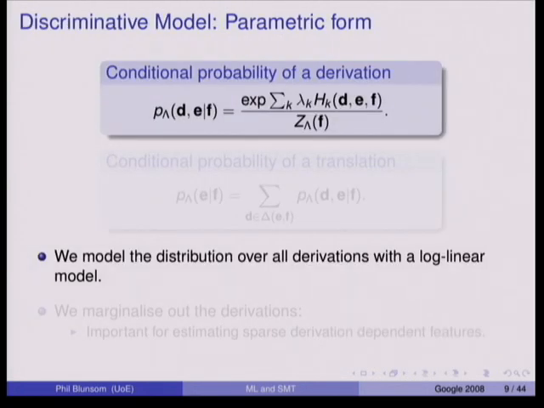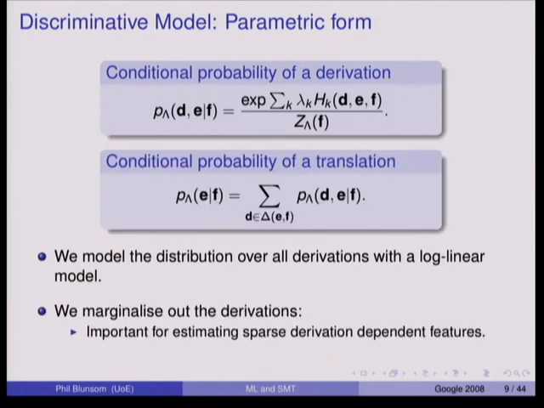Okay, so we want to model the probability of a derivation, the conditional probability. And so here the derivation is D, the source sentence is F, maybe for foreign, and the target sentence is E, maybe for English. And so here we use a log linear model. And so we have on the top a sum over the feature function h on the derivations, and we normalize by Z, which is the partition function. And that's the sum over the probabilities for all the derivations.